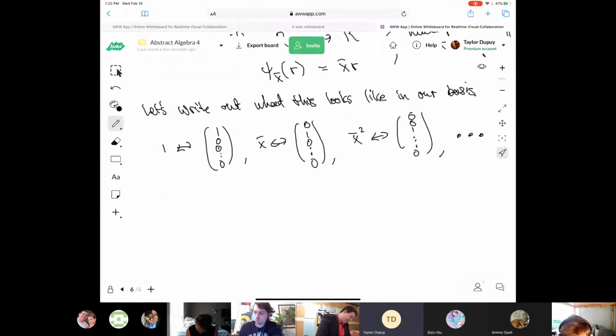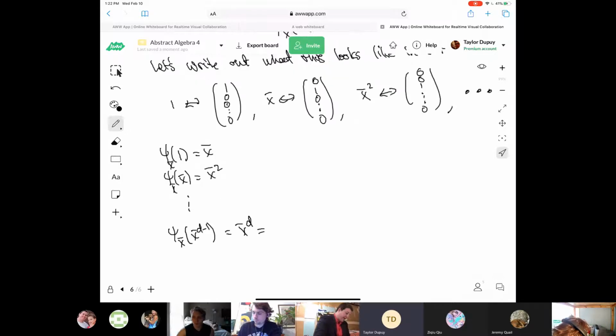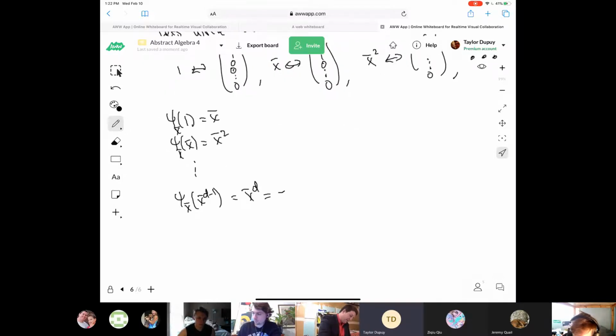Okay, so we know that psi of 1 is x bar, psi of x bar is x bar squared, and it continues like this until we get psi of x bar to the d minus 1. So this is x bar to the d, and this is equal to minus b0 minus b1 x bar minus b2 x bar squared minus dot dot dot minus b d minus 1 x to the d minus 1.